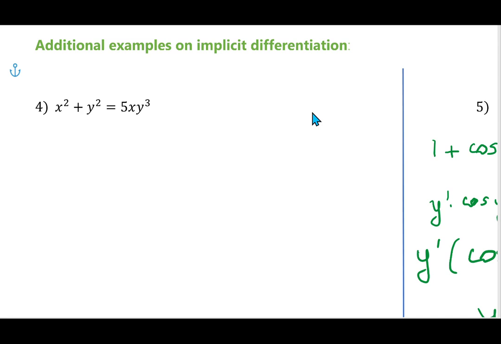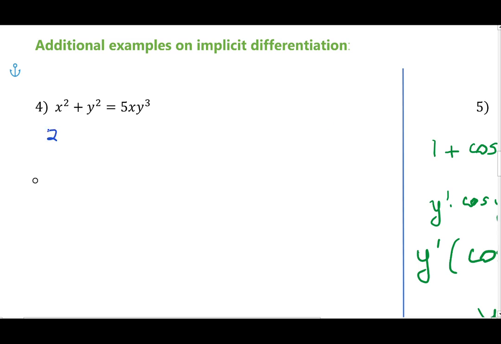We learned last time, if you have x's and y's all mixed together, you can use the implicit differentiation technique to get your y prime without having to solve for y. The main approach was to keep in mind that y is a function of x, even though we're not going to actually solve for y. So let's begin. Take the derivative of both sides with respect to x.